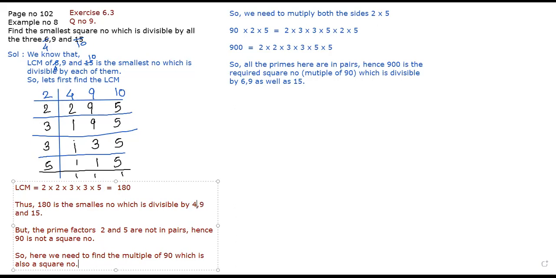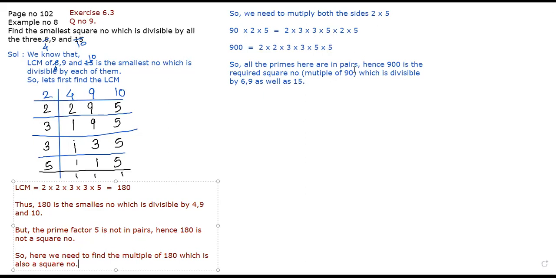So 180 is the smallest number divisible by 4, 9 and 10. But the prime factor 5 is not in pairs. Hence, 180 is not a square number. So we need to find the multiple of 180, which is also a square number.